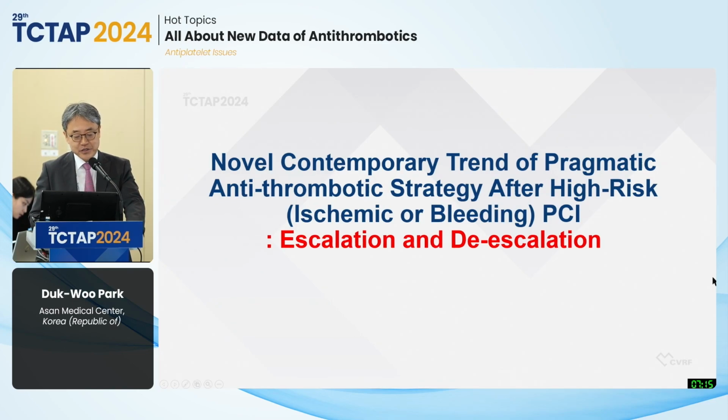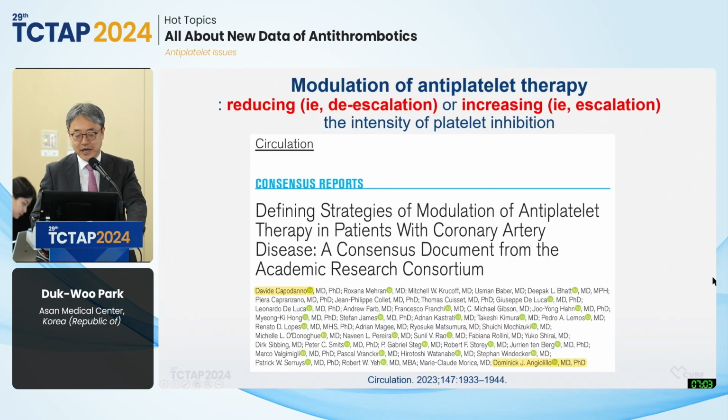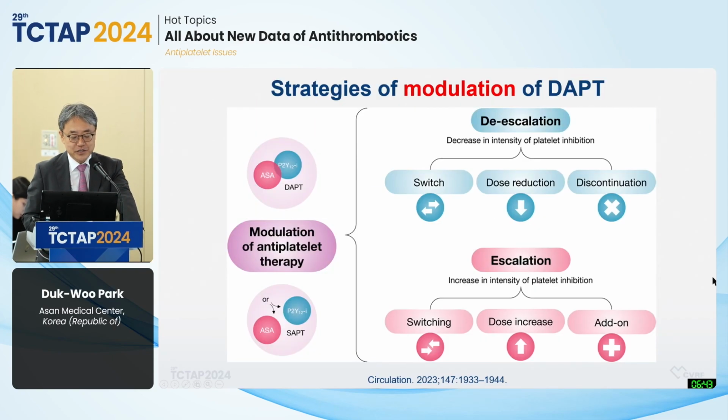And as you mentioned in the two presentations, the novel contemporary trend is dynamic changes, a pragmatic antithrombotic strategy after high-risk PCI, escalation and de-escalation. This is a very nice paper done by David and Dominick, and this ARC white paper is published in Circulation. It's a well-written paper. It's targeting reducing ischemic risk, de-escalation, and increasing the escalation of platelet inhibition. This slide is already shown by the prior presenter.